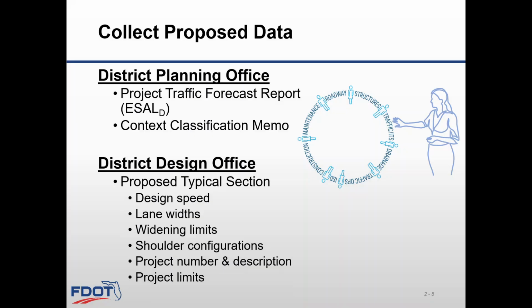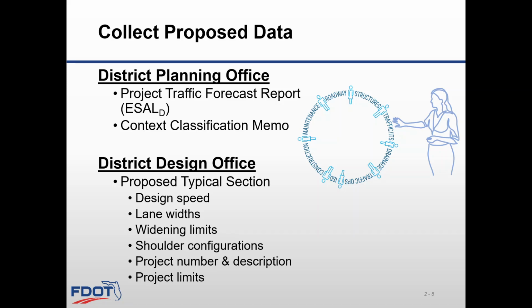The District Planning Office will provide the current and future traffic data, including the projected ESALs. This office will also be aware of any planned developments that may be coming during the design life of the facility. The Planning Office will help explain whatever traffic data you find in the ESAL report and provide the context classification memo with the design speed that is appropriate to use for the facility.